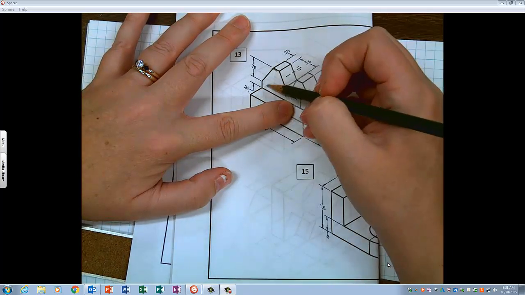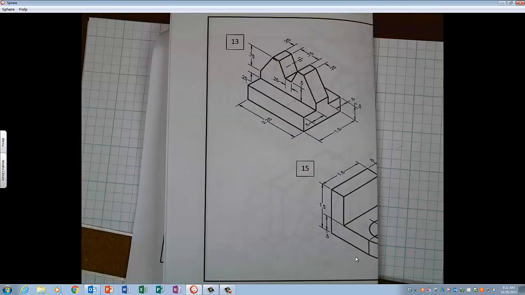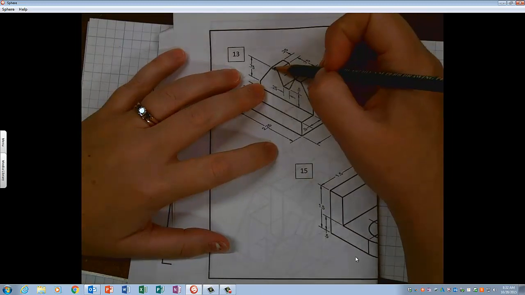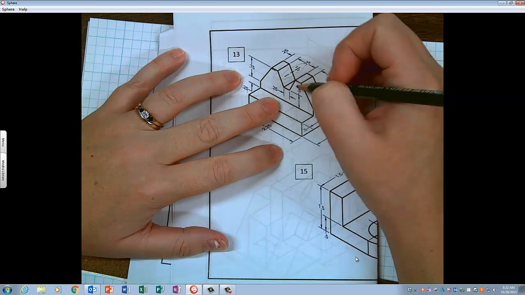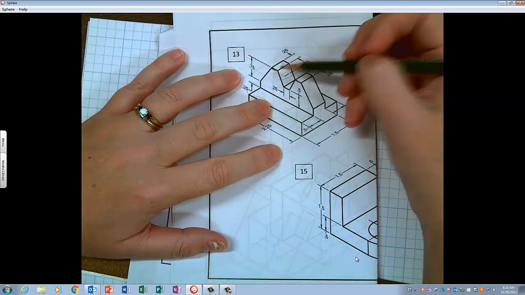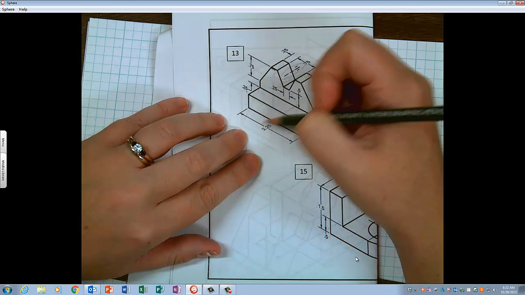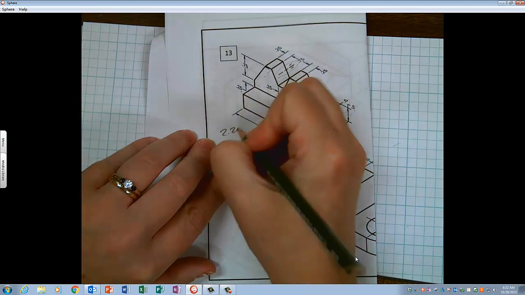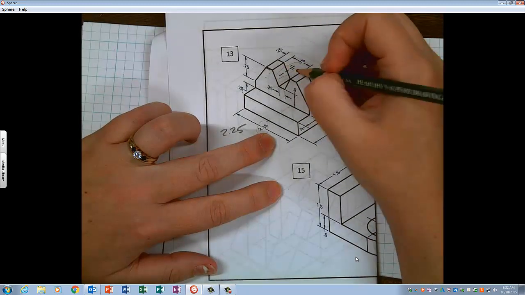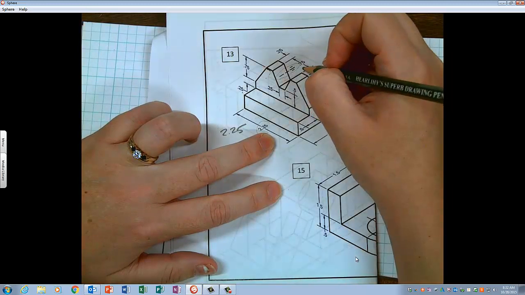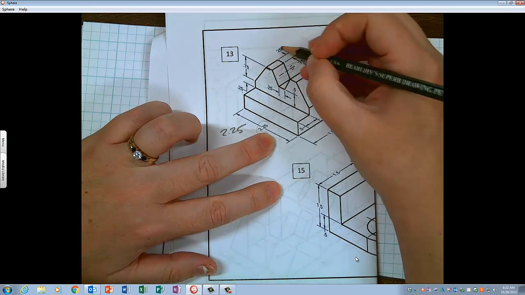Okay, so we're doing the peaks here, and to figure out where the peaks go, you need to realize that this center line tells me that the entire part is symmetrical. So whatever's going on this side is the same on this side. And I know that the entire distance is 2.25. Then I know that the distance between the two peaks is 0.75. The width of the peak itself is 0.25 and 0.25 on the other side.